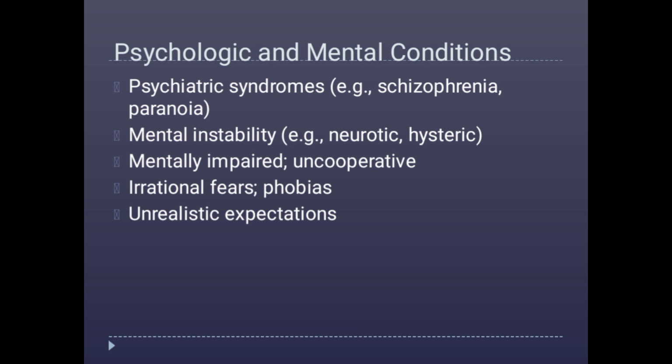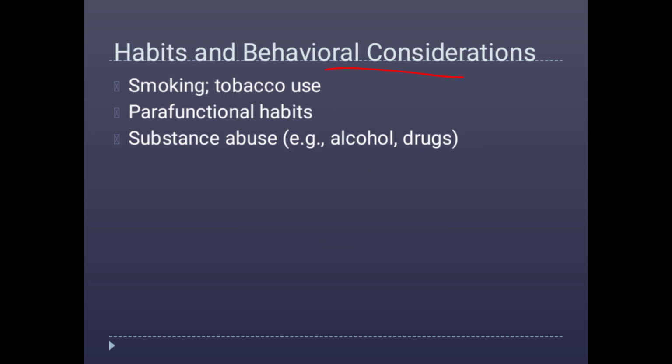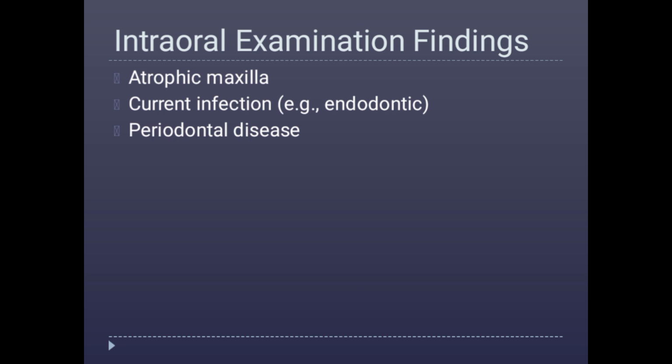Psychological and mental conditions should also be considered, like psychiatric syndromes, schizophrenia or paranoia, mental instability, neurotic or hysteric, mentally impaired or uncooperative, irrational fears or phobias, or unrealistic expectations. Habits and behavior: tobacco or smoking, parafunctions like clenching and bruxism, substance abuse like alcohol and drugs. Intraoral examination findings: an atrophic maxilla shouldn't be used. Current infections like endodontic and periodontal disease.